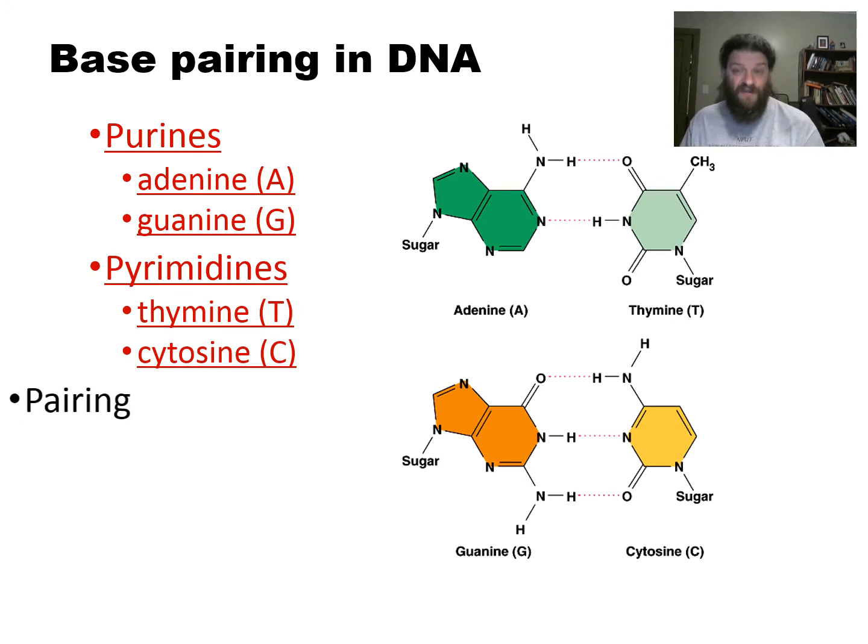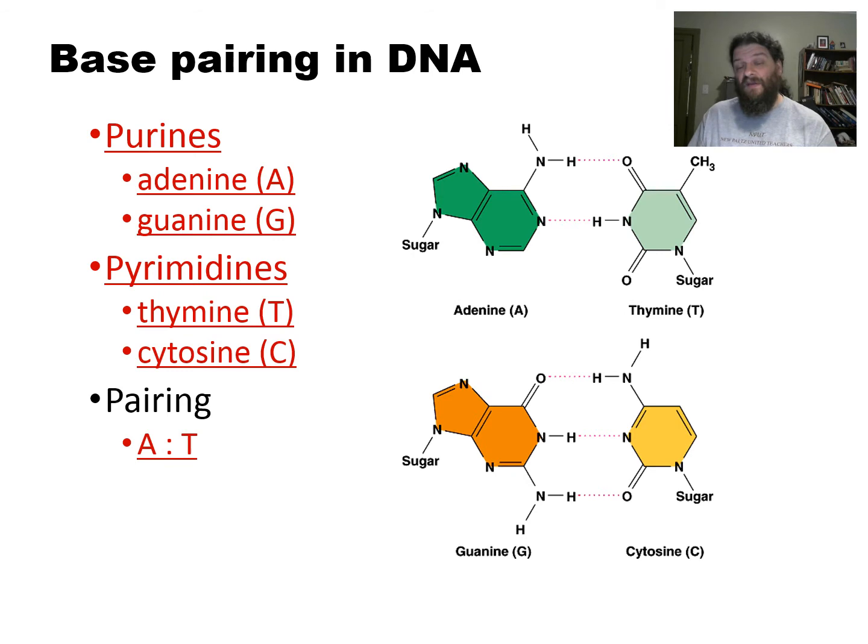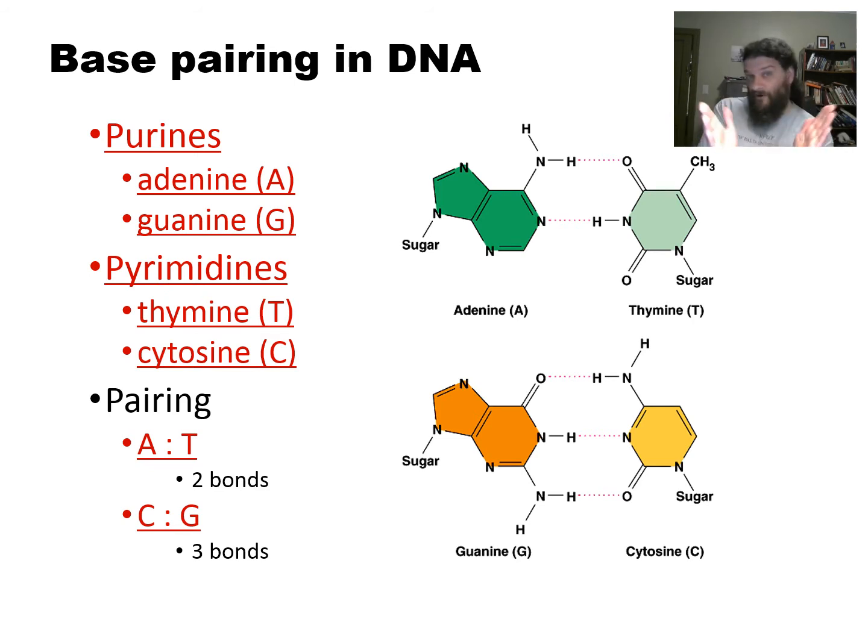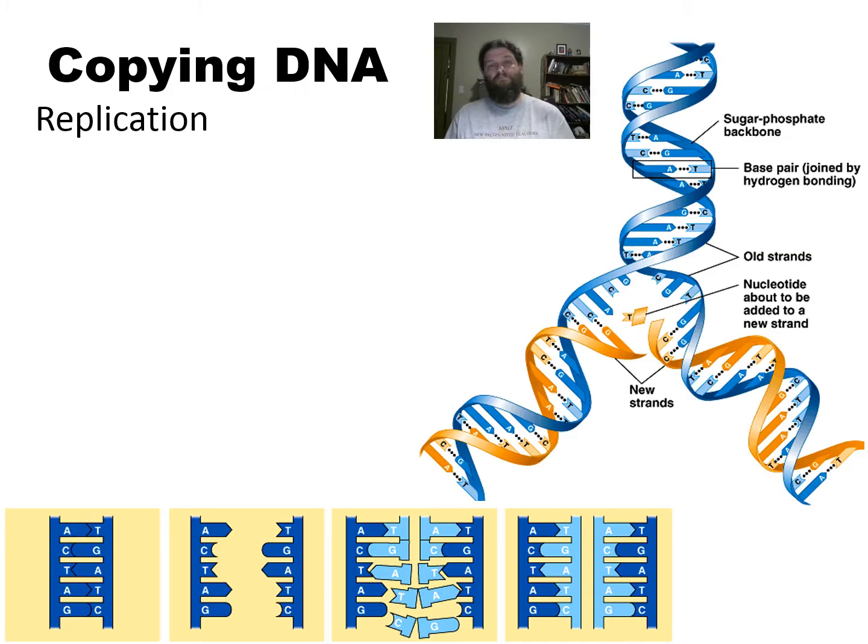Now, the reason why we always get A's with T's and not A's with G's has to do with the number of hydrogen bonds that are formed between them. A's and T's form 2, where C's and G's form 3. This, of course, means that if there happen to be more CG pairs in a molecule of DNA, it's going to be more stable. It's going to be a little harder to unzip than one that has more ATs.